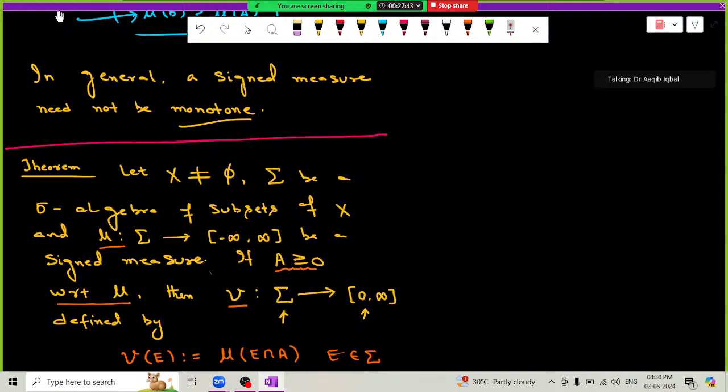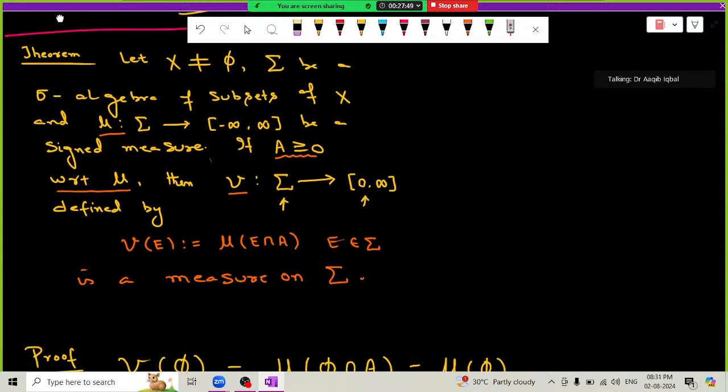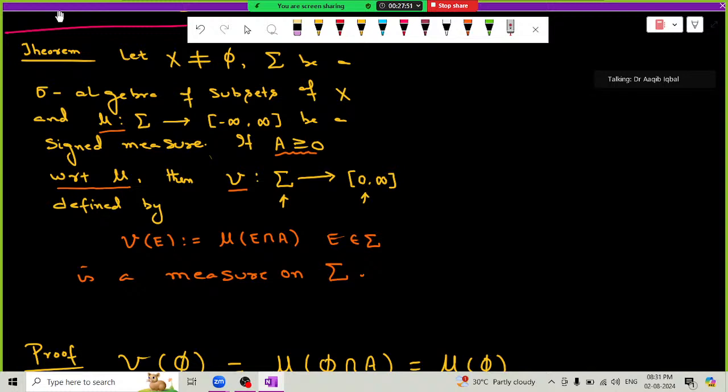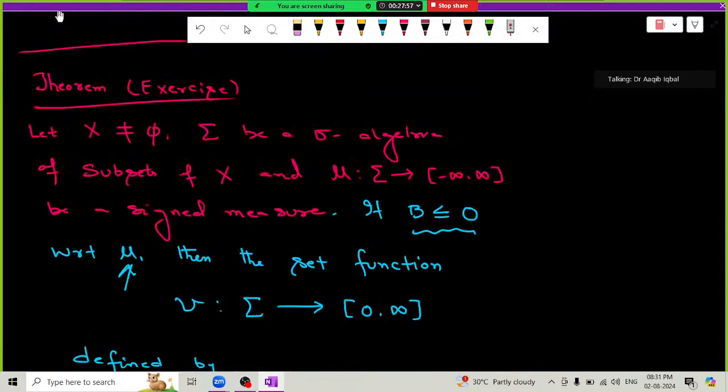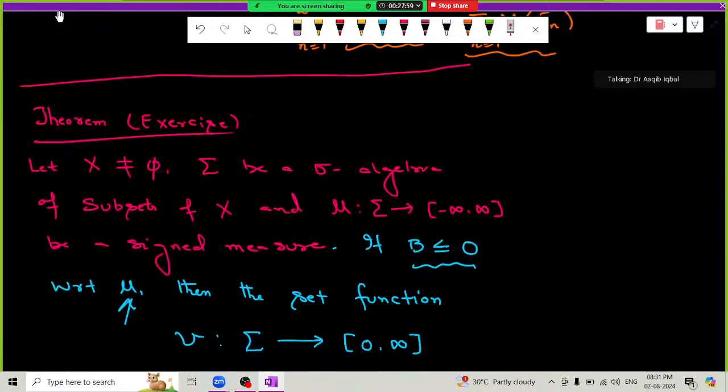अगर आप इन चीज़ों में इंटरेस्ट रखते हैं तो ये आपके लिए एक इंसाइटफुल चीज़ है. इसमें मैं आपको बता रहा हूँ कि using a positive set and a signed measure you can create a measure, and using a negative set and a signed measure you can create a measure. Basically using a signed measure and a negative set with respect to that signed measure you can create a measure, and similarly using a signed measure and a positive set with respect to that signed measure you can create a measure.